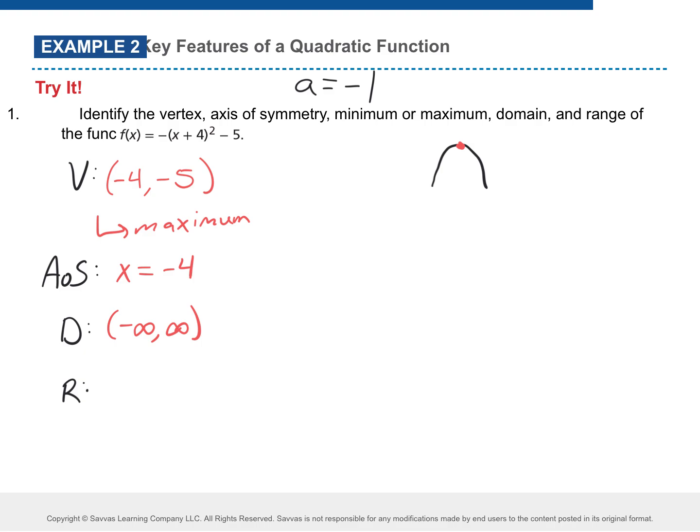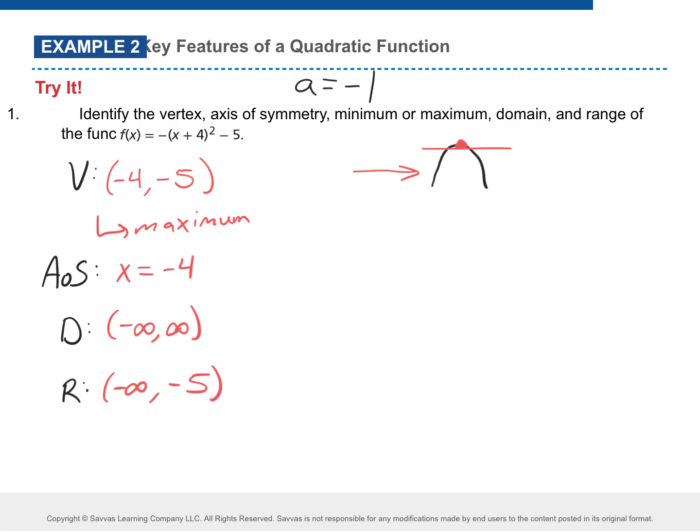Okay, range. A little trickier. What's my lowest y value? Negative 5. Careful. Keep in mind, my picture looks like this. What's my lowest y value? Negative 1. My negative 5's up here. Negative infinity, because my lowest here is negative infinity. My highest is negative 5. Yep.